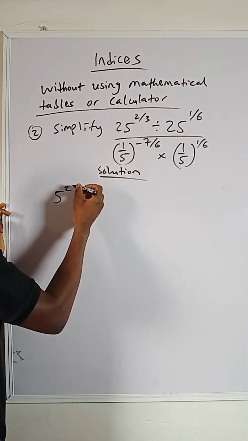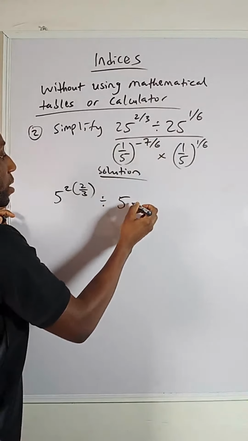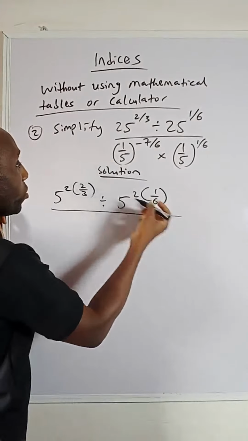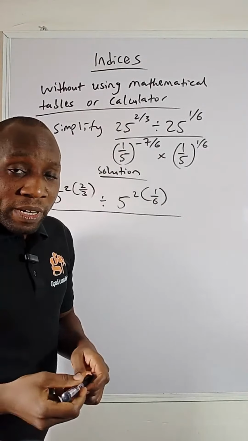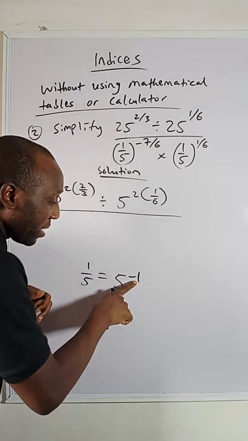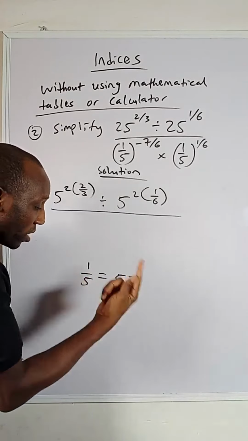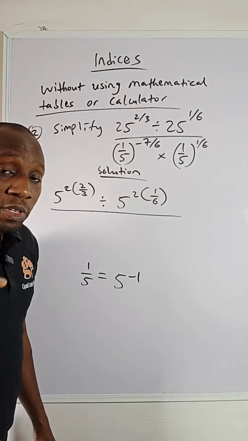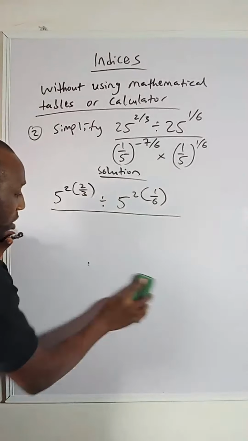Of course, we still have this as 2/3. Then divided by, same thing here, 5 raised to the power of 2, 1/6. All divided by what? 1/5 can be written as 5 raised to the power of -1. Let me say it again: 1/5 is equal to 5 raised to the power of -1, because a negative sign with the exponent means you take the reciprocal of 5, giving you 1/5. So I'm going to rewrite 1/5 as 5 raised to the power of -1.